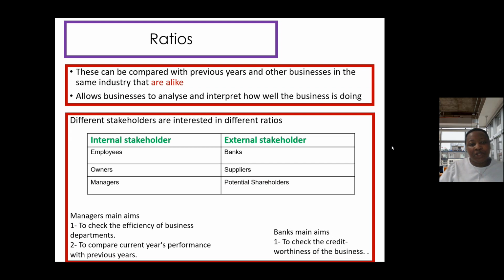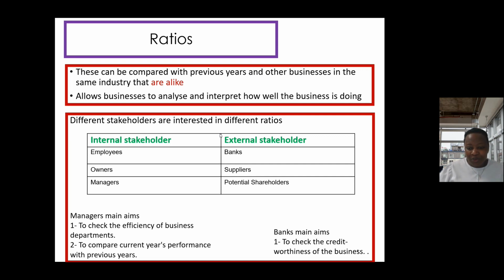Okay, which ratios? There are lots of reasons why we prepare ratios. If you've looked at the video on introduction to accounting, where we were looking at stakeholders, and if you haven't watched that video, I would advise you to please go listen to it, where we discussed stakeholders and those who are interested in accounting information.